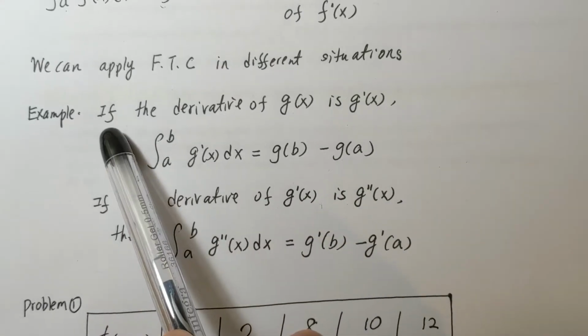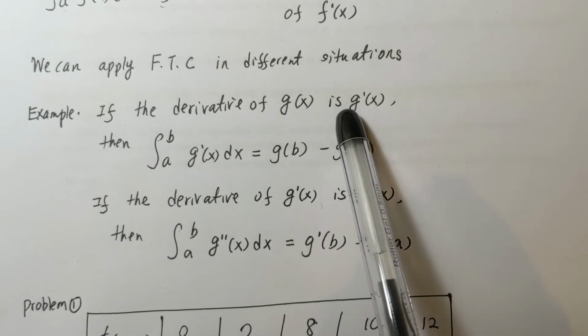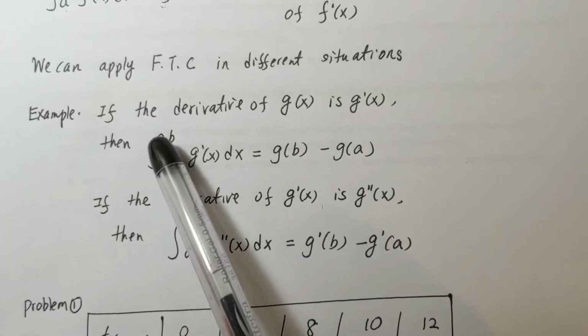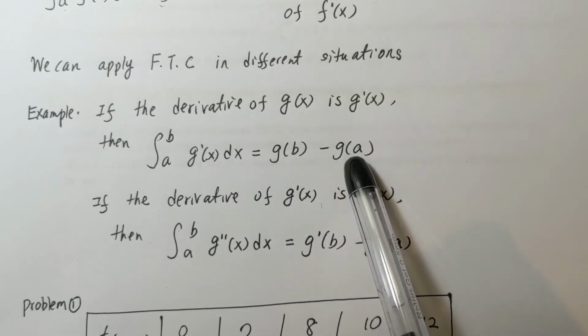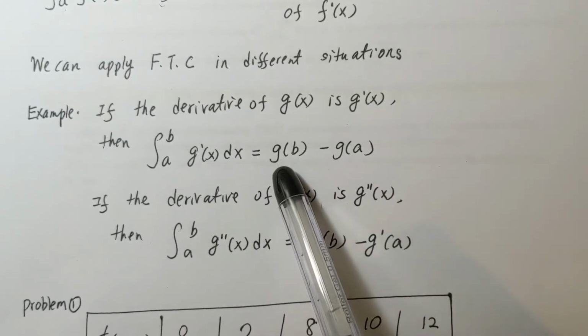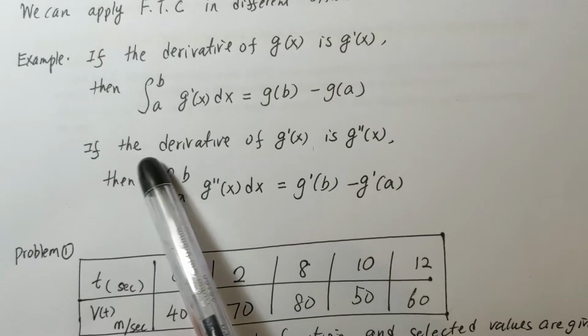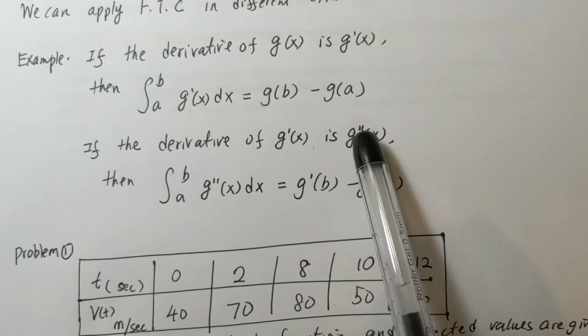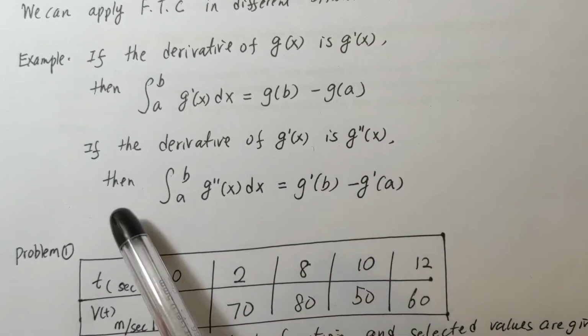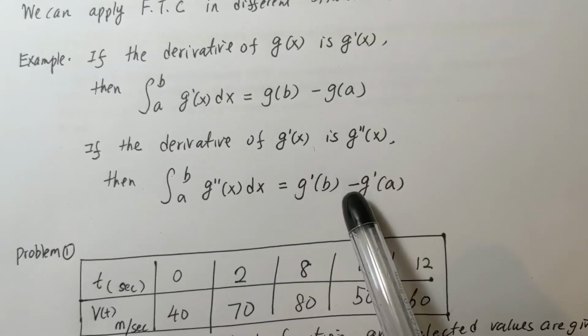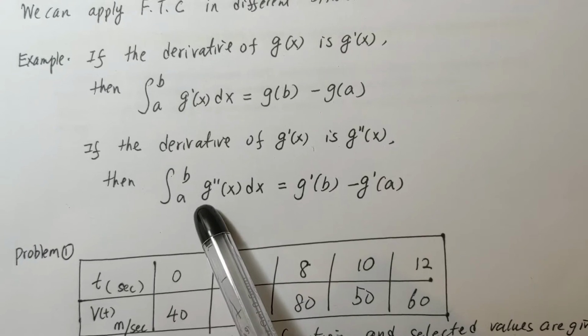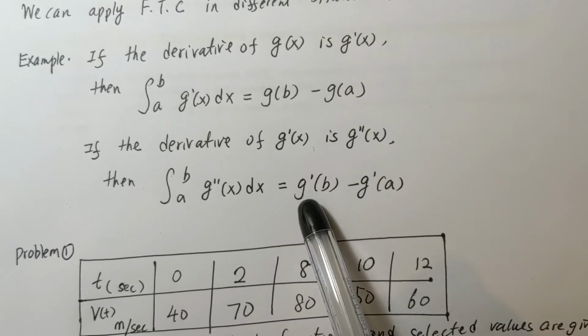For example, if the derivative of g of x is g prime of x, then the integral from a to b of g prime of x dx equals g of b minus g of a. Derivative, antiderivative. If the derivative of g prime of x is g double prime of x, then the integral from a to b of g double prime of x dx equals g prime of b minus g prime of a. Derivative, antiderivative. The antiderivative of the second derivative is the first derivative.